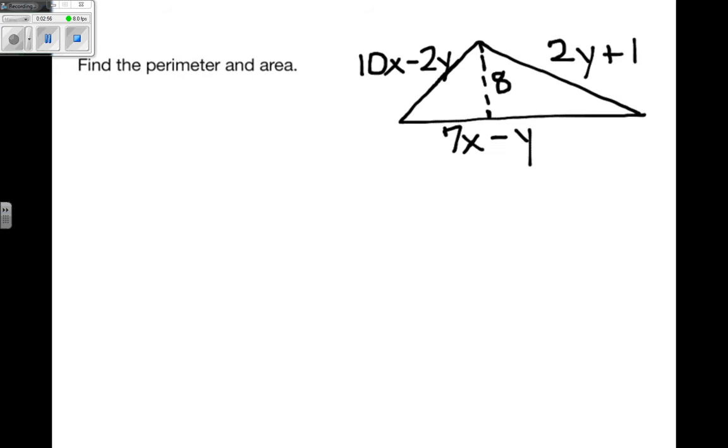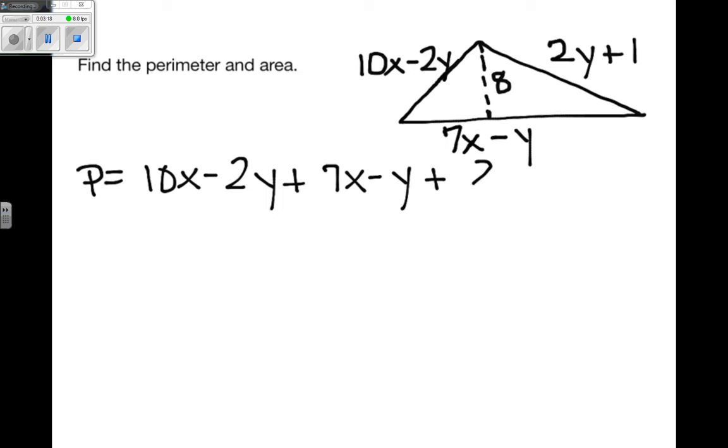Now, in this example, we'll look at a different shape, a triangle, but still having to find the perimeter and the area. No matter what the shape is, the perimeter of an object is still all of the sides added together. So let's find the perimeter of this triangle. We're going to take the side of 10x minus 2y, add that to the side of 7x minus y, and add that to our third side, that's 2y plus 1. So laid out very simply, we have an expression that can be simplified by combining the like terms.